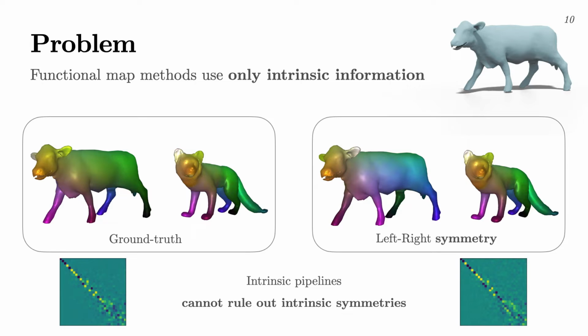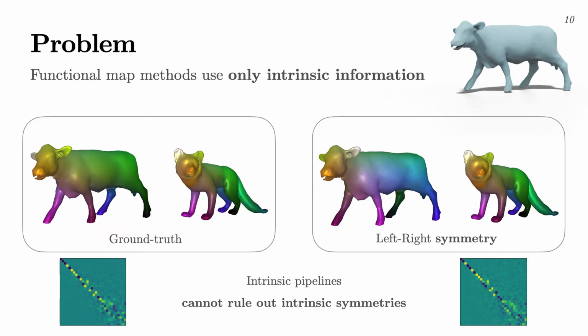For instance, let's consider these two. The ground truth to the left, which is the map that we want, right? And on the right, the left-right symmetry. Notice how left and right are exchanged when going from Mr. Cow to Mr. Fox. The functional map pipeline only uses intrinsic information, which is a way to say that it does not use embeddings, but just edge lengths. The problem is, both these map candidates are valid from the intrinsic point of view, because both matrices, to encode these maps, as you see here, well, they are slanted diagonal, so it means that they encode a near-isometry.